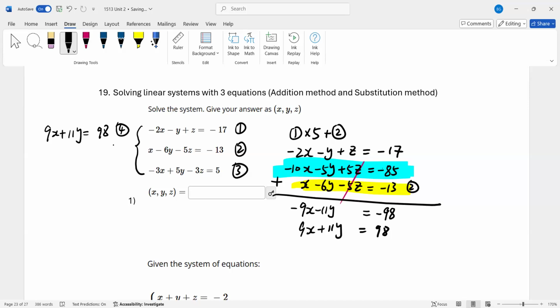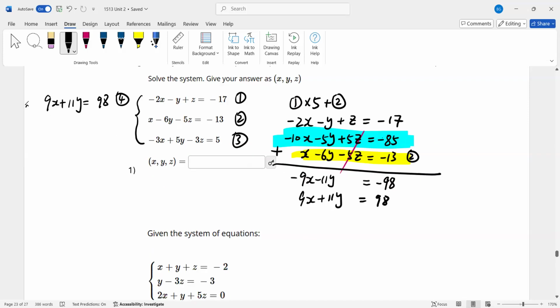Let me double check just in case I made some mistake. 5, negative 9. 5, negative 11. 85, 13, 98. Okay, seems right. So now we have equation 4 only containing 2 variables, x and y, right? Same idea. I'm going to continue doing the same thing, but this time I'm going to handle equation 1 and equation 3. I'm going to multiply equation 1. Oh, hold on. I need more space.